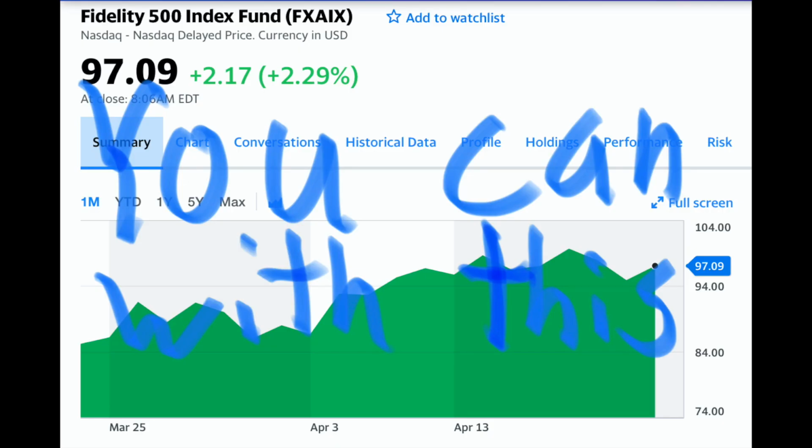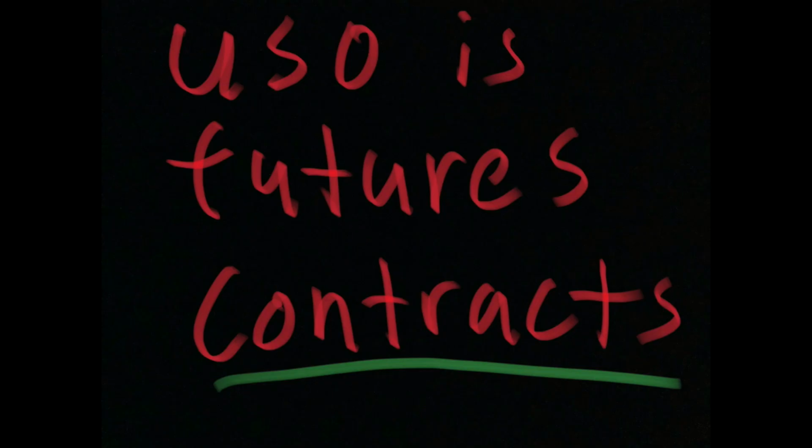You can do this, once again, with a Fidelity 500. You think the stock market's low? Put your money in something that's an index fund that tracks the S&P 500, and you'll go up, okay? USO is futures contracts. It is futures contracts, meaning it's trying to bank on the price of oil over the next 1 to 2 months in the future, and it buys oil futures contracts. So it's not a perfect price predictor in terms of oil goes up, the thing goes up.